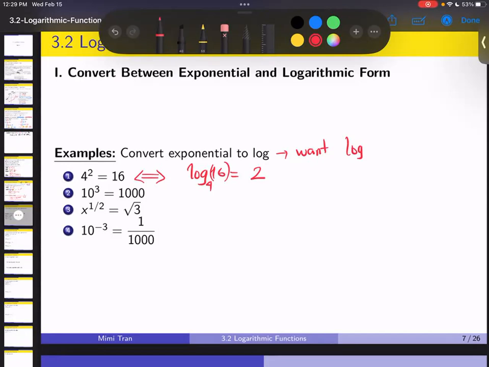Let's try the second one. You have a bunch of these questions on the exam. Usually most students get this right. Again, log equals something, and fill out one thing at a time. What is the exponent here? 3, right? So log equals 3, and base, well, 10 to the third, so base is 10. And 1,000 has to be here.